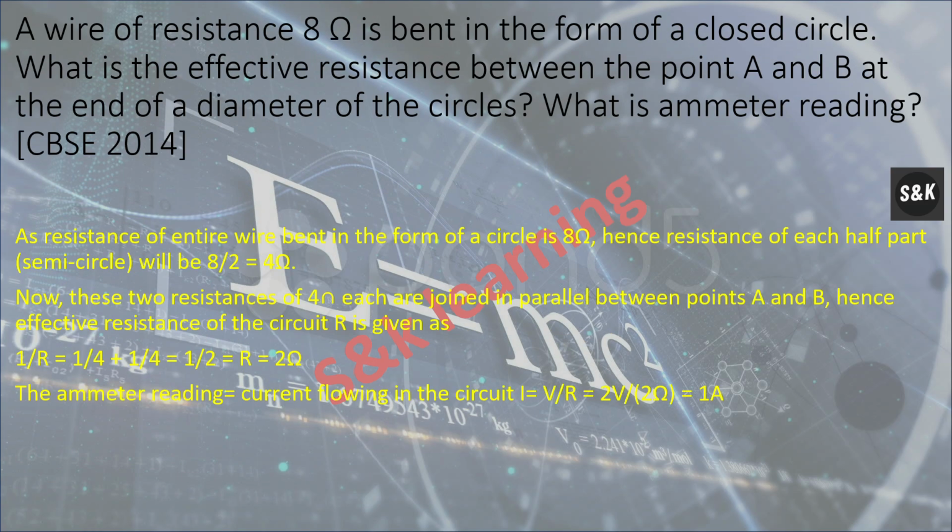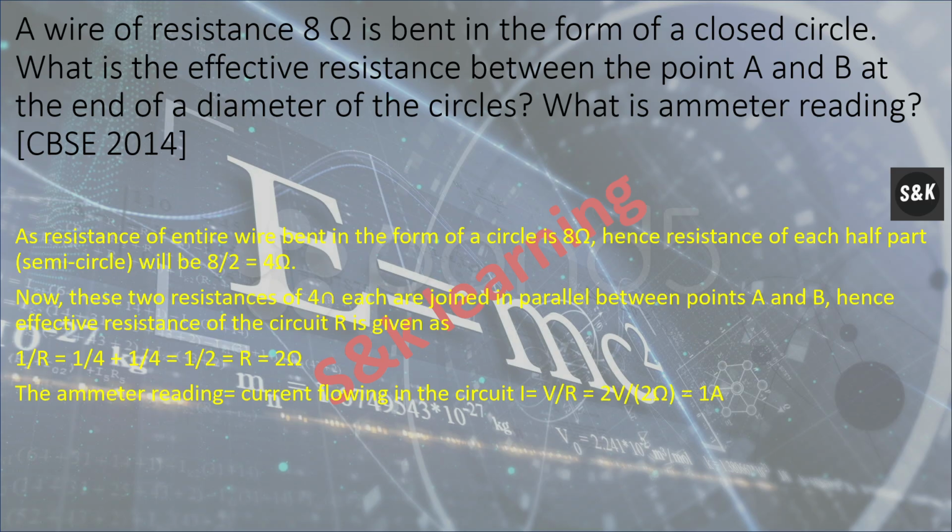A wire of resistance 8 ohm is bent in the form of a closed circle. What is the effective resistance between the points A and B at the ends of a diameter of the circle? As the resistance of the entire wire bent in the form of a circle is 8 ohm, the resistance of each half part will be 8 by 2, that is 4 ohm. Now these two resistances of 4 ohm are joined in parallel between point A and point B.